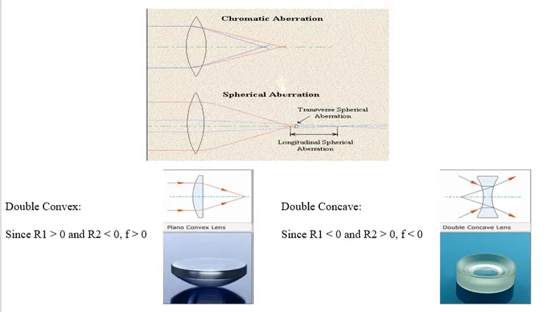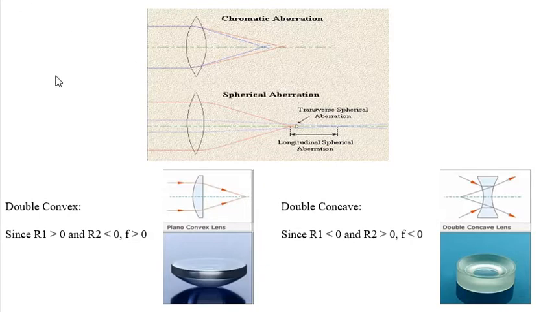And for spherical aberration, a lens is made with a spherical surface, so light rays that are parallel but at different distances from the optical axis will fail to converge at the same point. The effect of aberration can be corrected by utilizing a multiple lens system known as a compound lens.